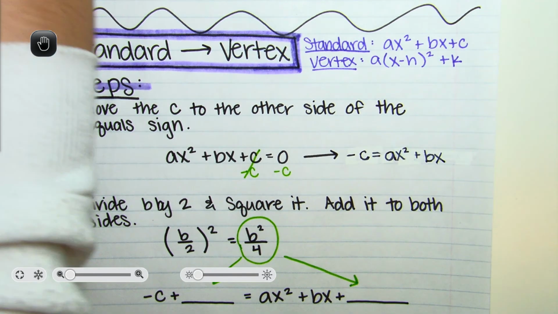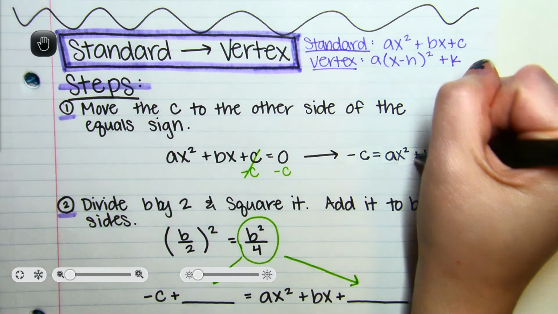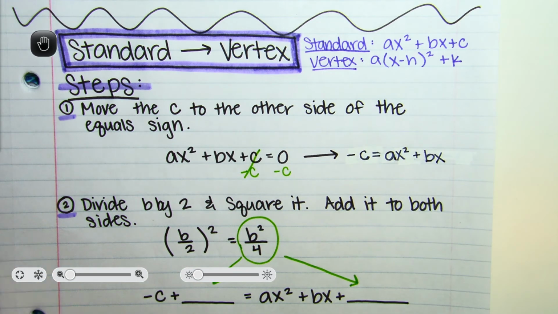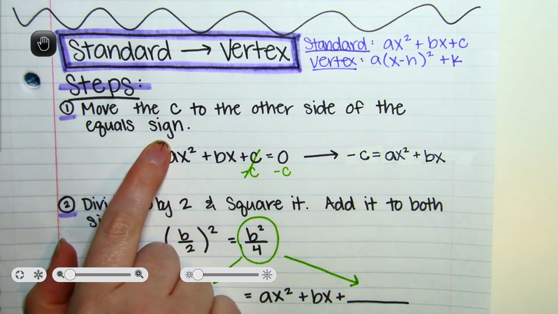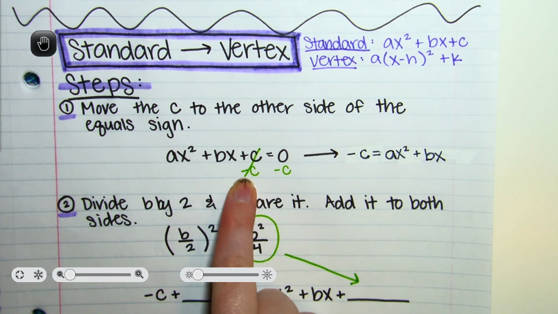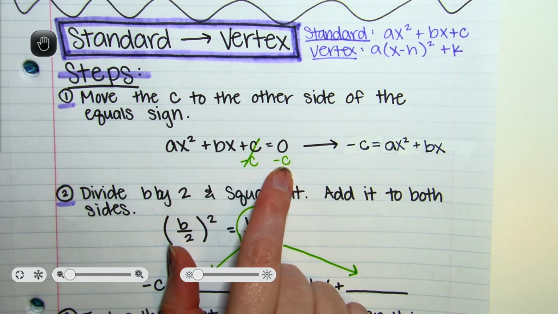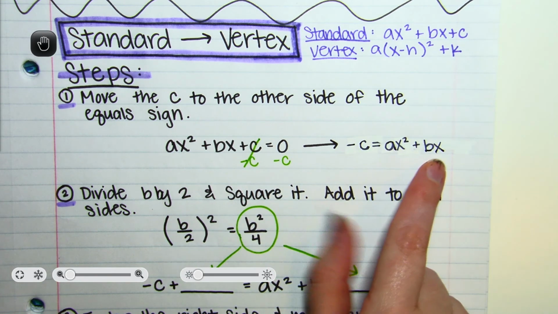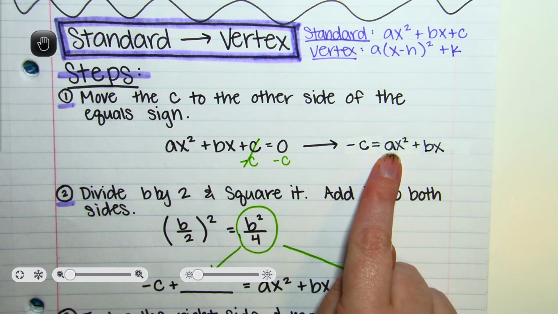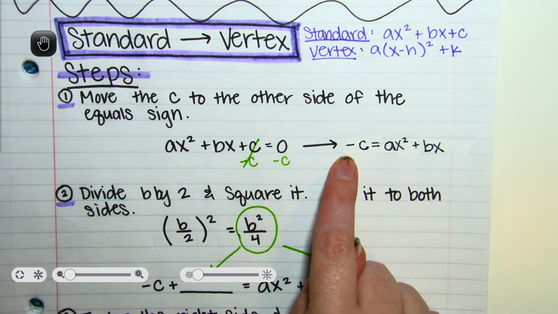So step 1 for doing this is to move your c to the other side of the equal sign. So you're just going to subtract c or add it if it's already negative. But you're going to move c to the other side of the equal sign so that just your ax squared plus bx is on one side by itself, and then your c is on the other side by itself.